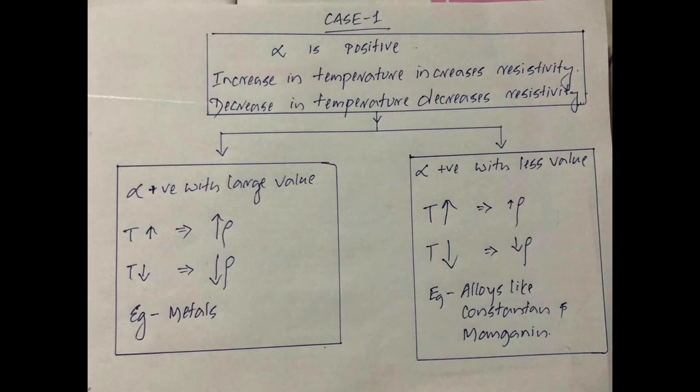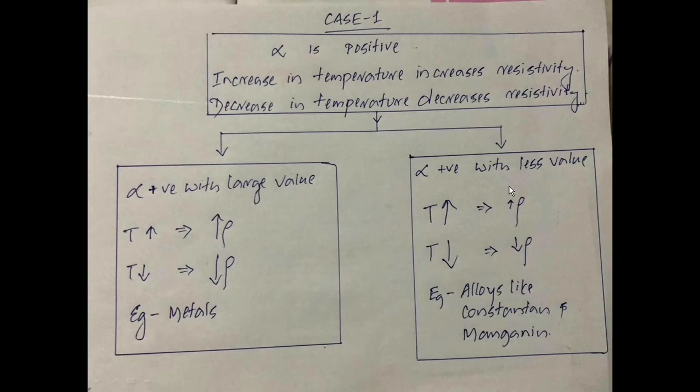As you can see here, I have a small arrow and I have a larger arrow here. The meaning of my notation is, if there is an increase in temperature, then there is a relatively larger increase in the value of resistivity for the material. Similarly, when there is a decrease in temperature, there is a relatively larger decrease in the value of resistivity. So when alpha is positive with large value, we have these situations here, and this is the case with metals.